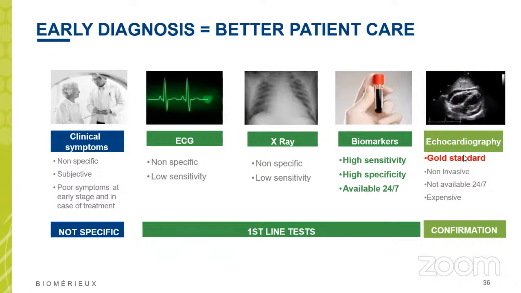So it is a gold standard. This is where we need to be for heart failure. This is where we confirm the diagnosis of heart failure. But before we get there, we can use biomarkers, okay? Especially when we are waiting for the echo, or if we are still struggling to get the echo, biomarkers come in.